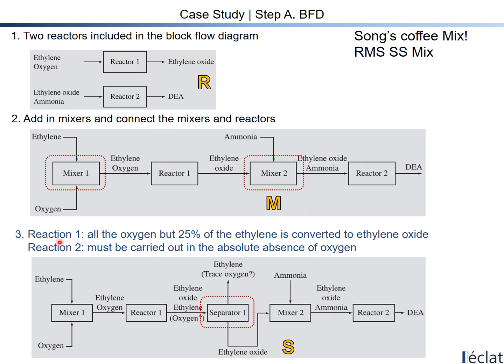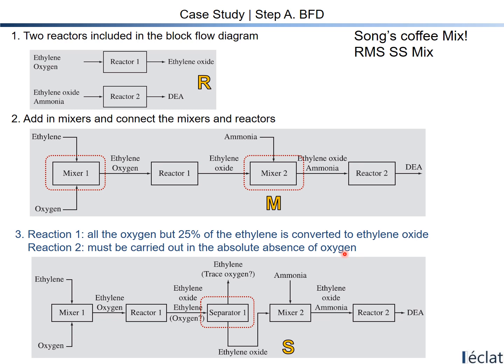We have some limitation of the reactors. So there are some assumptions here. For reaction 1, all the oxygen, but 25% of the ethylene is converted to ethylene oxide. So oxygen conversion is 100%. However, ethylene conversion is limited to 25%. And reaction 2. This reaction must be carried out in the absolute absence of oxygen. Probably this reaction 2 is very sensitive to oxygen content.